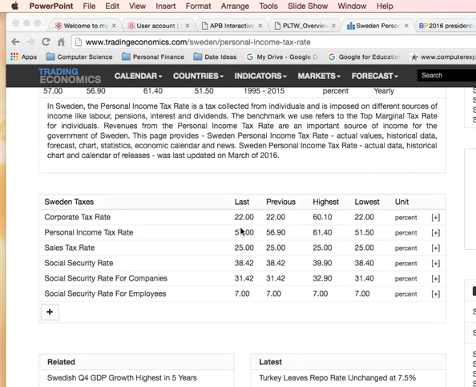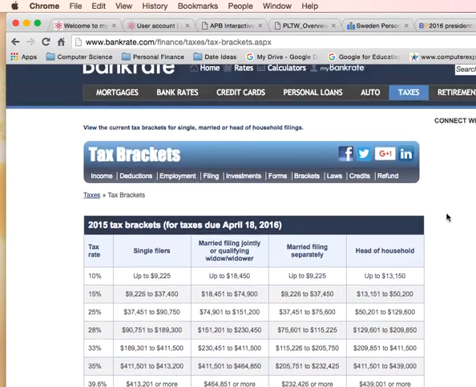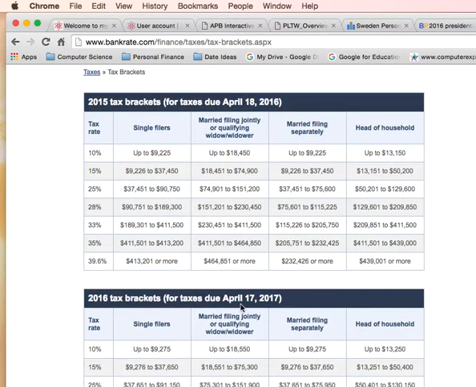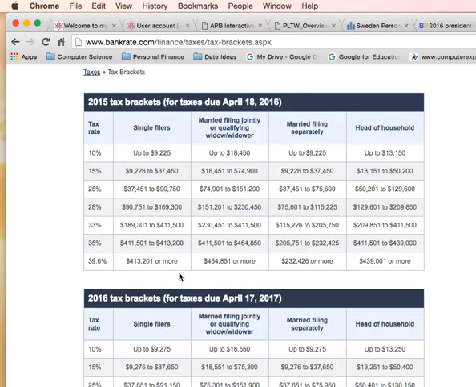Here's some other taxes. Corporate tax is pretty high. Personal income tax, sales tax, Social Security. All these are extremely high compared to what we pay in the United States. If we go to the 2015 income tax brackets for the United States, you would find that our highest tax bracket is 39.6%. So compared to Sweden, which is at 57%, we're at 39.6%. So our taxes are still pretty high.